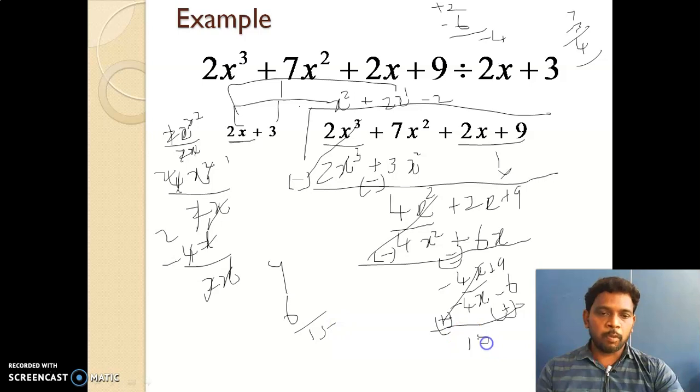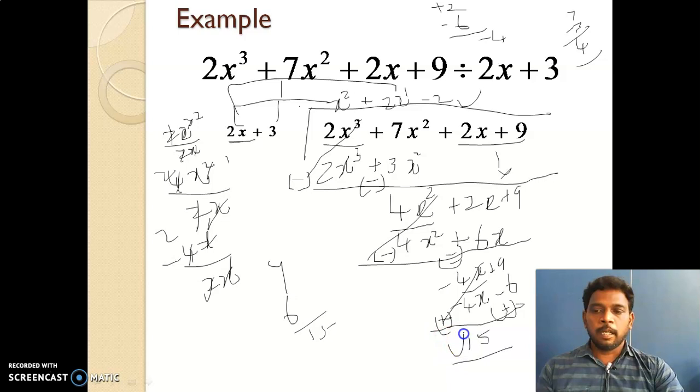So 15. Now look at the degree of the remainder. So the degree of the remainder is 0 here, and here the degree of the divisor is 1. So this is less than this one. So stop the procedure, right? So this is your quotient, and this is the remainder. Okay. So let us continue the sums in the next video.